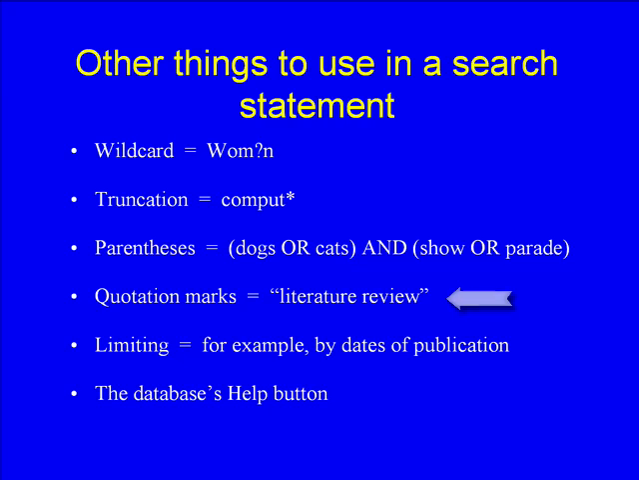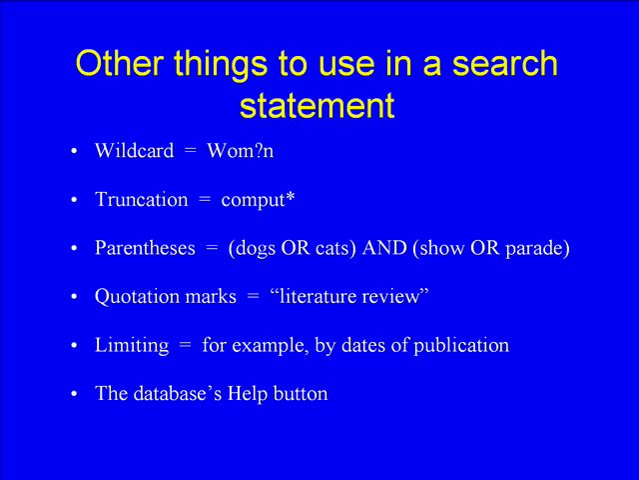Another technique that you can use in your search statement is quotation marks. If you have two or more words and you want those words to be searched as a phrase, in other words, you want those words to be found adjacent to each other in the records, you can use quotation marks. All of the databases understand what the quotation marks mean. So if you're looking for the phrase literature review, and it's important that the software look for literature review and not each word separately, then use quotation marks.